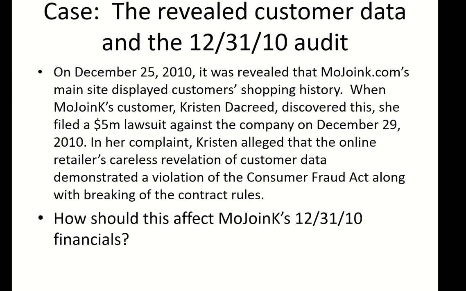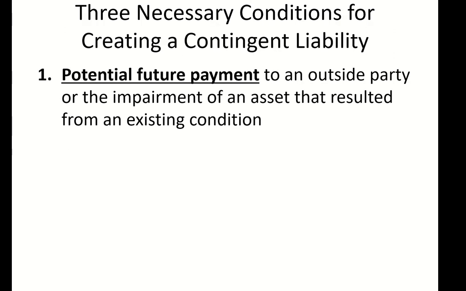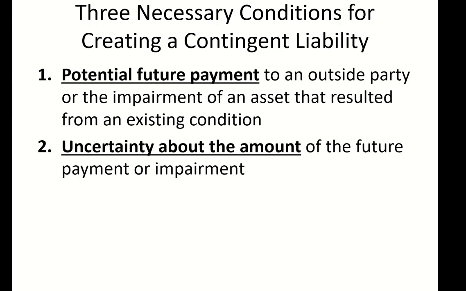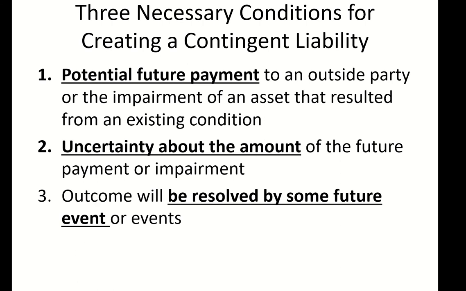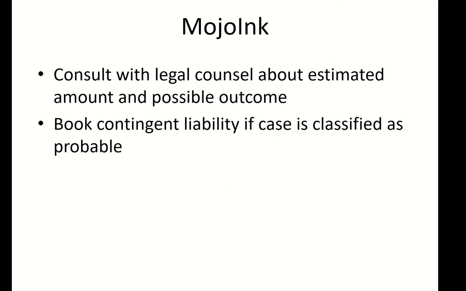So she did file a lawsuit, and it was on December 29th. And so if we believe this lawsuit is grounded, it would affect our financials if we think $5 million is the result. Potential future payment, she wants $5 million. We're not sure if that's a correct amount, and it'll be resolved when we settle the case. So these conditions are necessary. This is a contingent liability.